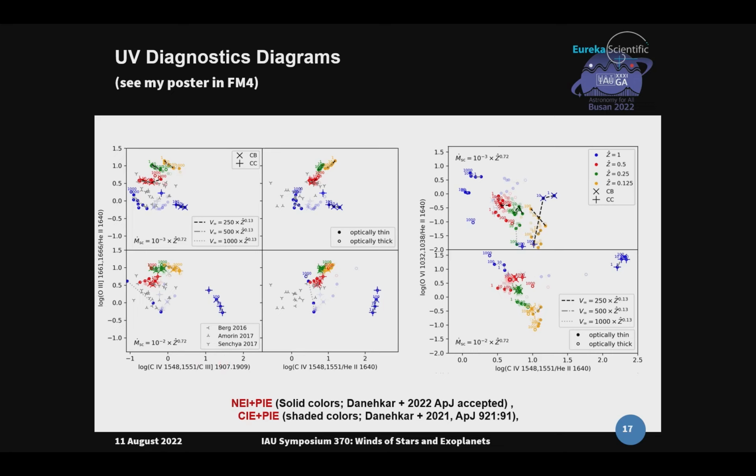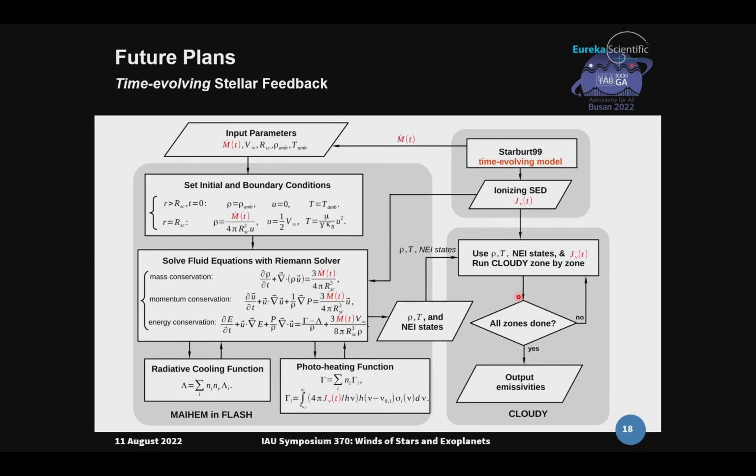And again, in the low metallicity region, in the red and also green regions, we have the enhancement of oxygen 6 because of radiative cooling. And by using this UV diagnostic diagram, if we have constraints on other parameters, we may be able to find a region with catastrophic cooling. And the other thing is my future plans.